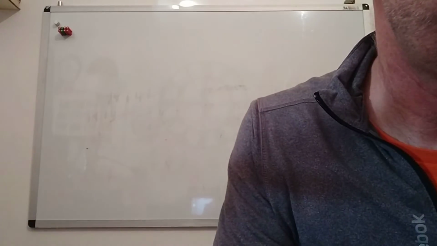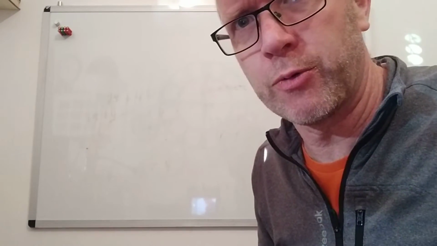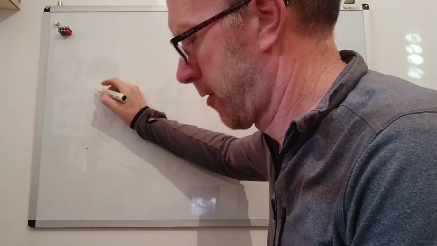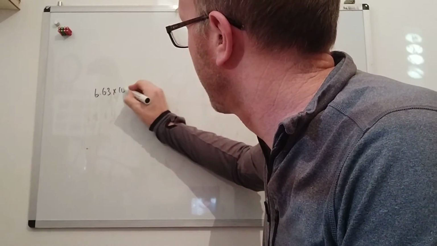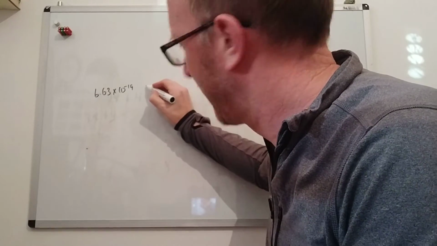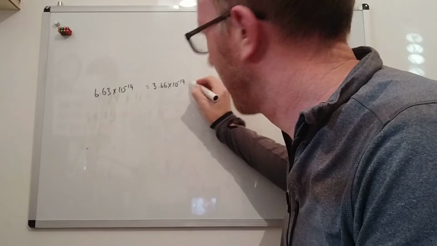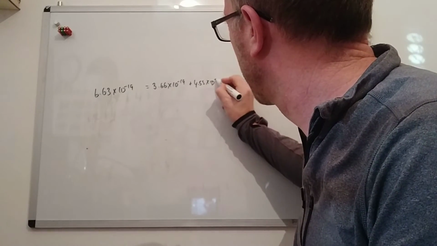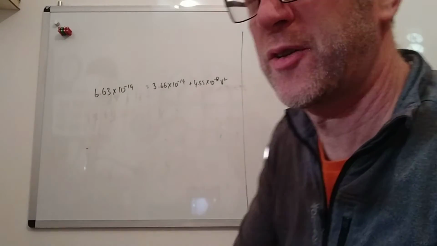So here's a question that was on one of your assignment 2. I'm going to do the same on both sides. I have to tighten up a little bit. So 6.63 by 10 to the minus 19 equals 3.66 by 10 to the minus 19 plus 4.55 by 10 to the minus 31 v squared. And I'm going to do the same on the right hand side in a minute.